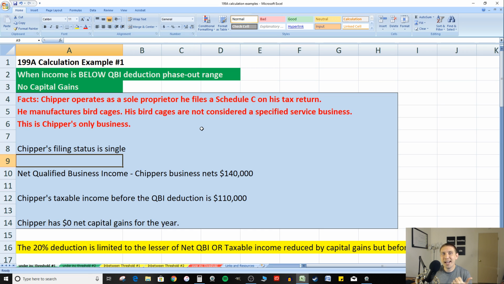And this deduction is supposed to be in play until the end of 2025. Beyond that, starting in 2026, I don't know if they're going to scratch all this or not. I have no idea.